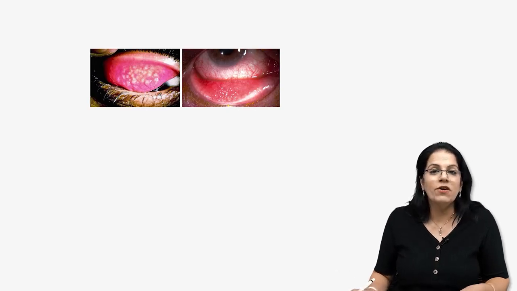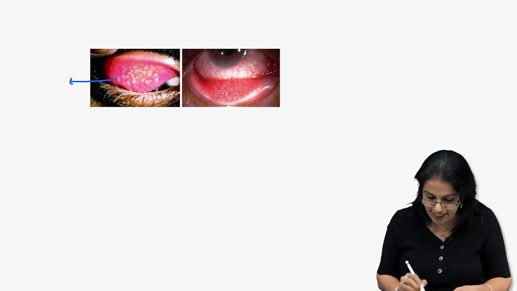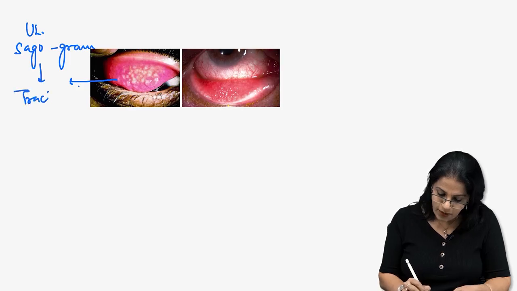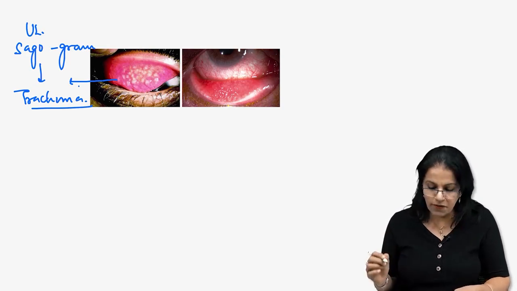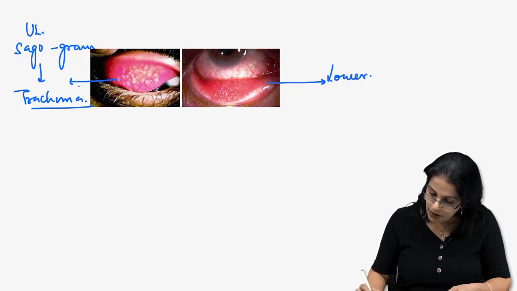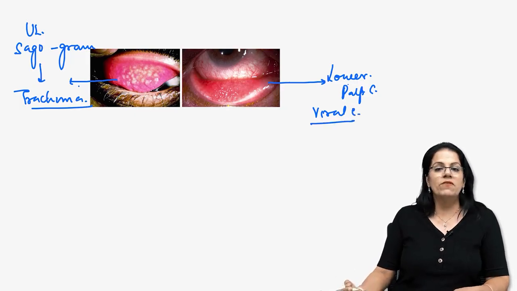Then what you can get is follicles. Can you see that? In this case, it is showing you sago grain like follicles which are mainly on the upper lid. If it is on the upper lid, sago grain like, what are we talking about? We are talking about trachoma. So what are follicles? Follicles are nothing but aggregation of lymphoid cells. Here you can see the follicles on the lower palpebral conjunctiva. This is mainly a feature of viral conjunctivitis.